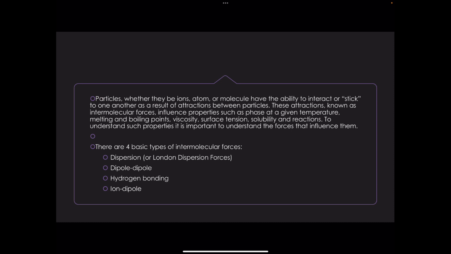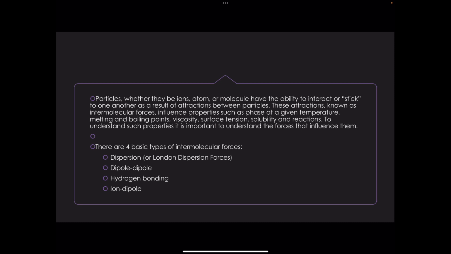So particles, whether they be ions, atoms, or molecules, have the ability to interact or stick to one another as a result of attractions between particles. These attractions, known as intermolecular forces, influence properties such as phase at a given temperature, melting and boiling points, viscosity, surface tension, solubility, and reactions.